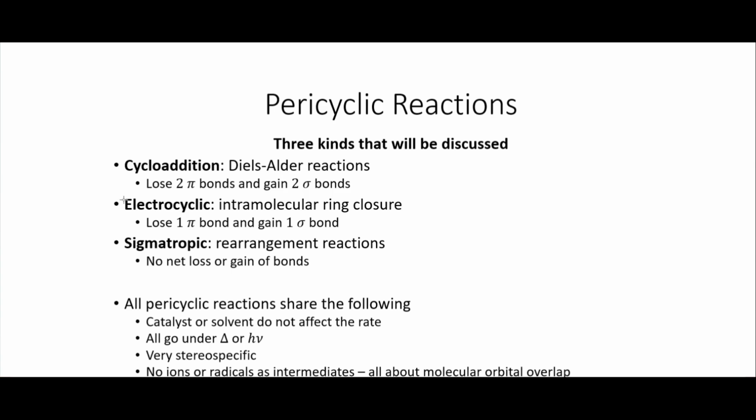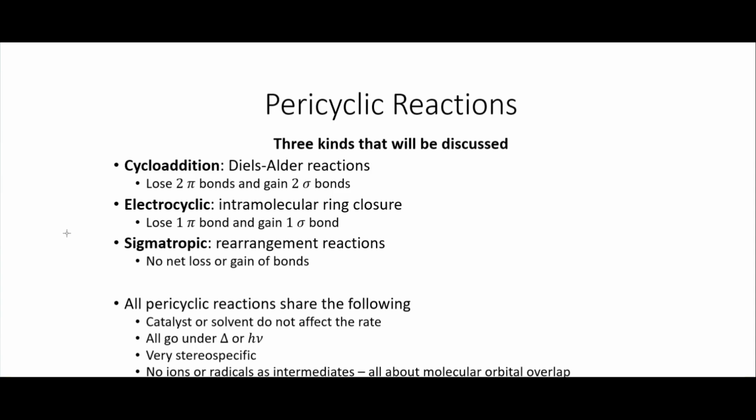In future videos, we'll talk about electrocyclic reactions, which are intramolecular ring closures, where you lose 1 pi bond and gain 1 sigma bond. So you're essentially converting a pi bond to a sigma bond at some point in the molecule. We'll also be talking about what are called sigmatropic reactions, which are rearrangement reactions in these conjugated systems. So there is no net loss or gain of bonds.